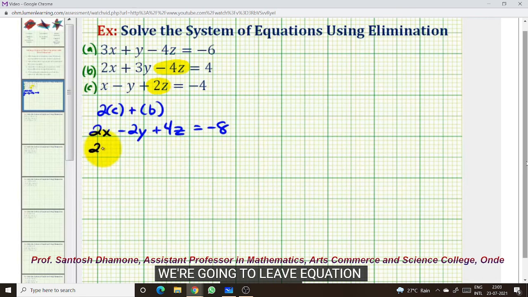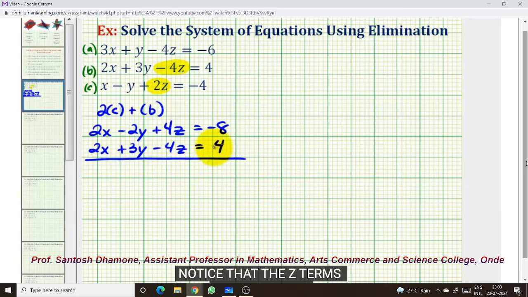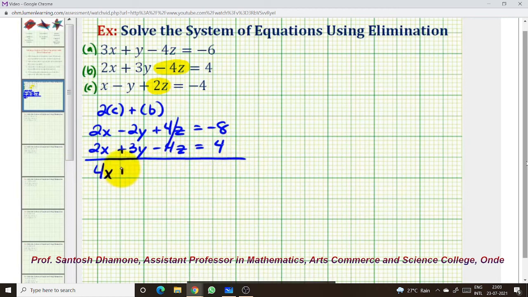And now we'll add the two equations. Notice that the z terms are opposites, therefore this sum would be 0. So we have 4x plus y equals negative 4. We'll use this equation again in just a moment.